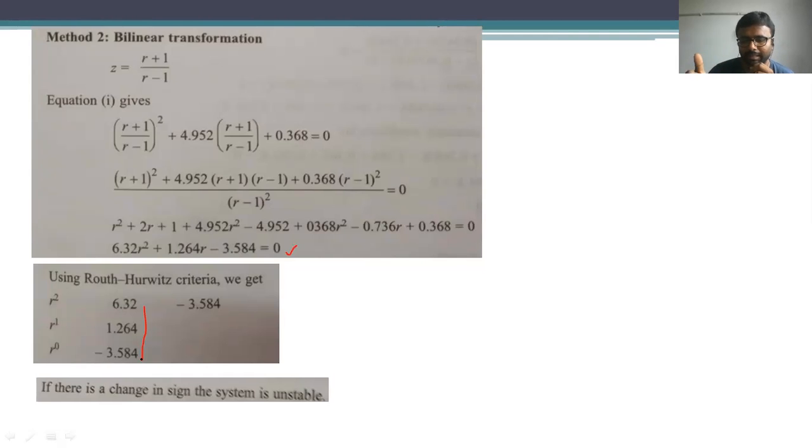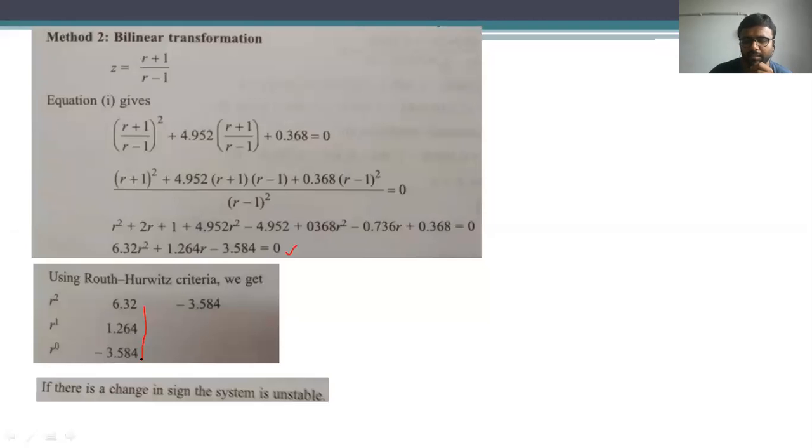That means there occurs a sign change between the values. Therefore, we can conclude this particular system is an unstable system. That means a sign change has occurred in the first column of the RH criteria table. Therefore, we can conclude that this particular system is an unstable system.